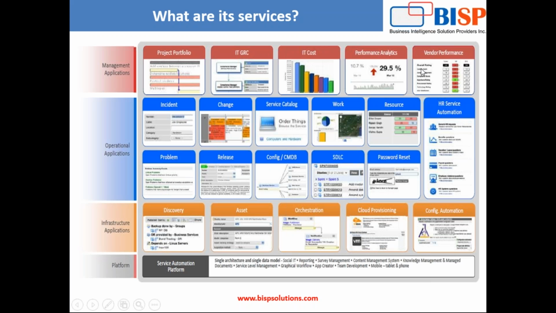For example, you can see vendor performance. Vendor performance requires data from incident, problems, change. Vendors would be usually working on all these three applications, and their performance can be measured based on how they work on incidents, change, or problem. Vendor performance would also require support from the IT cost management, because that would be determining how much cost the vendor would take. And also it would require data from the platform services, like using the social IT, using the survey data, and to see how the vendors have performed on surveys.